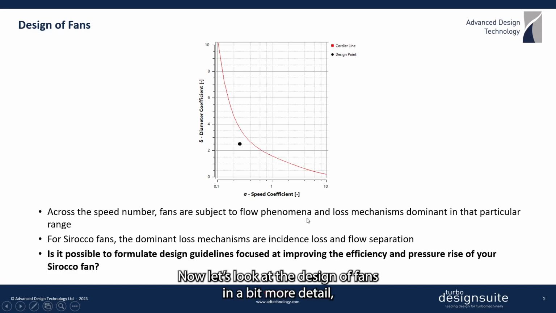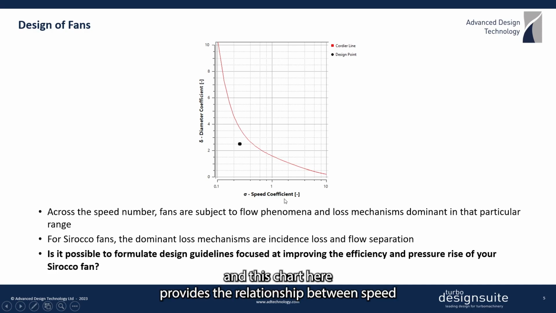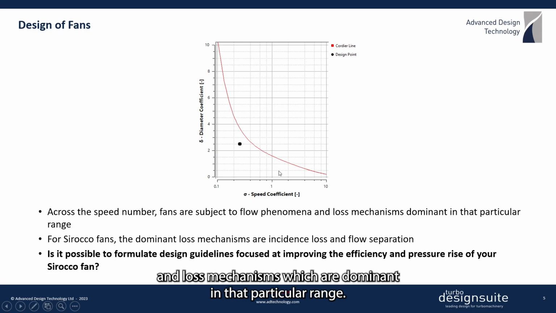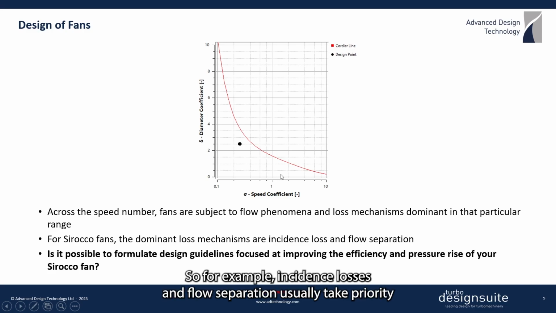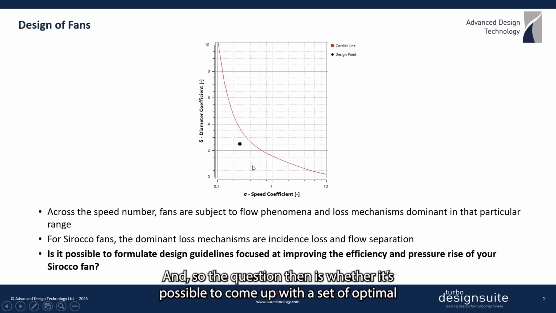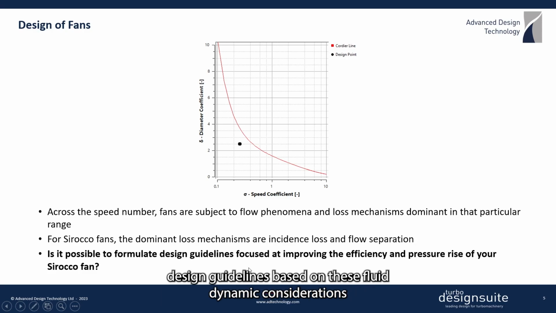Now let's look at the design of fans in a bit more detail, and this chart here provides the relationship between the speed coefficient and diameter coefficient as experimentally found by Cordier, and is called the Cordier line in the literature. Across the speed coefficient range, the fans are subject to various flow phenomena and loss mechanisms which are dominant in that particular range. For example, incidence losses and flow separation usually take priority when it comes to Sirocco fans, which is the topic of this study. The question then is whether it's possible to come up with a set of optimal design guidelines based on these fluid dynamic considerations of reducing the dominant flow losses for your Sirocco fan. And this is actually what we aim to explore through this work.